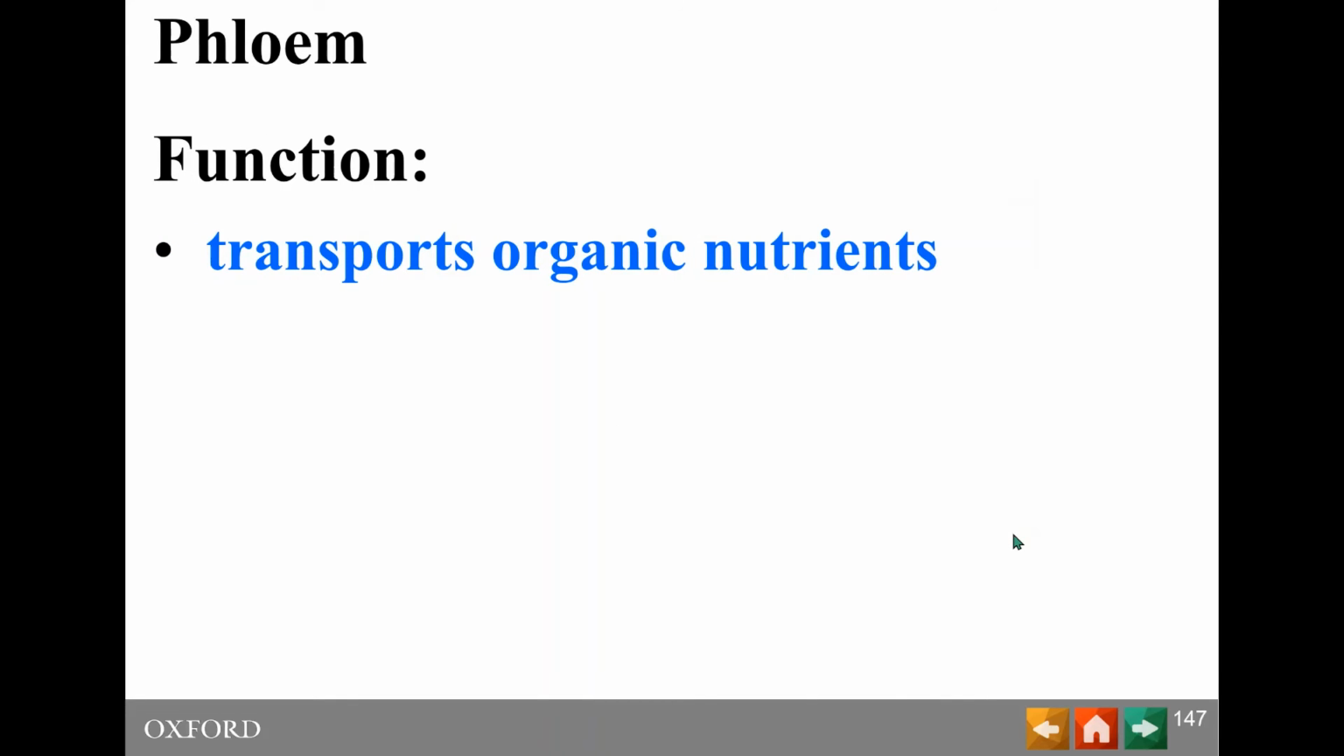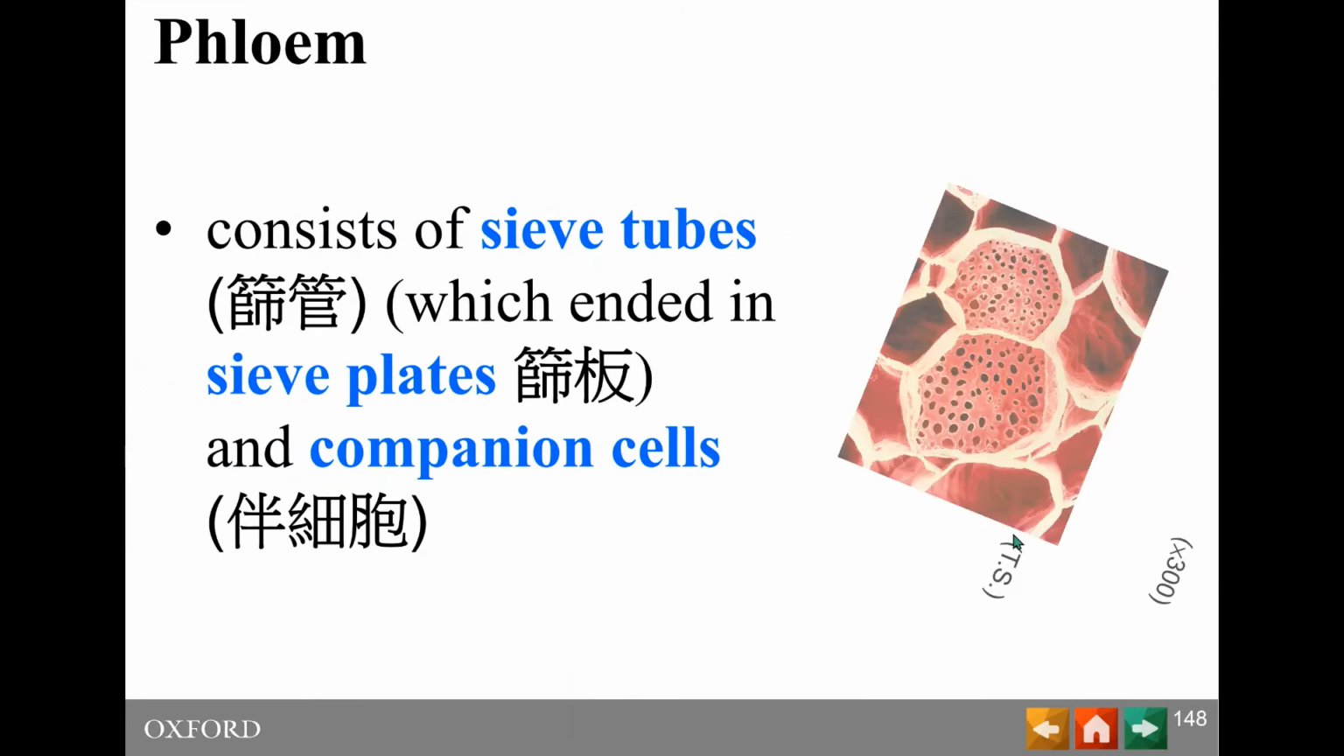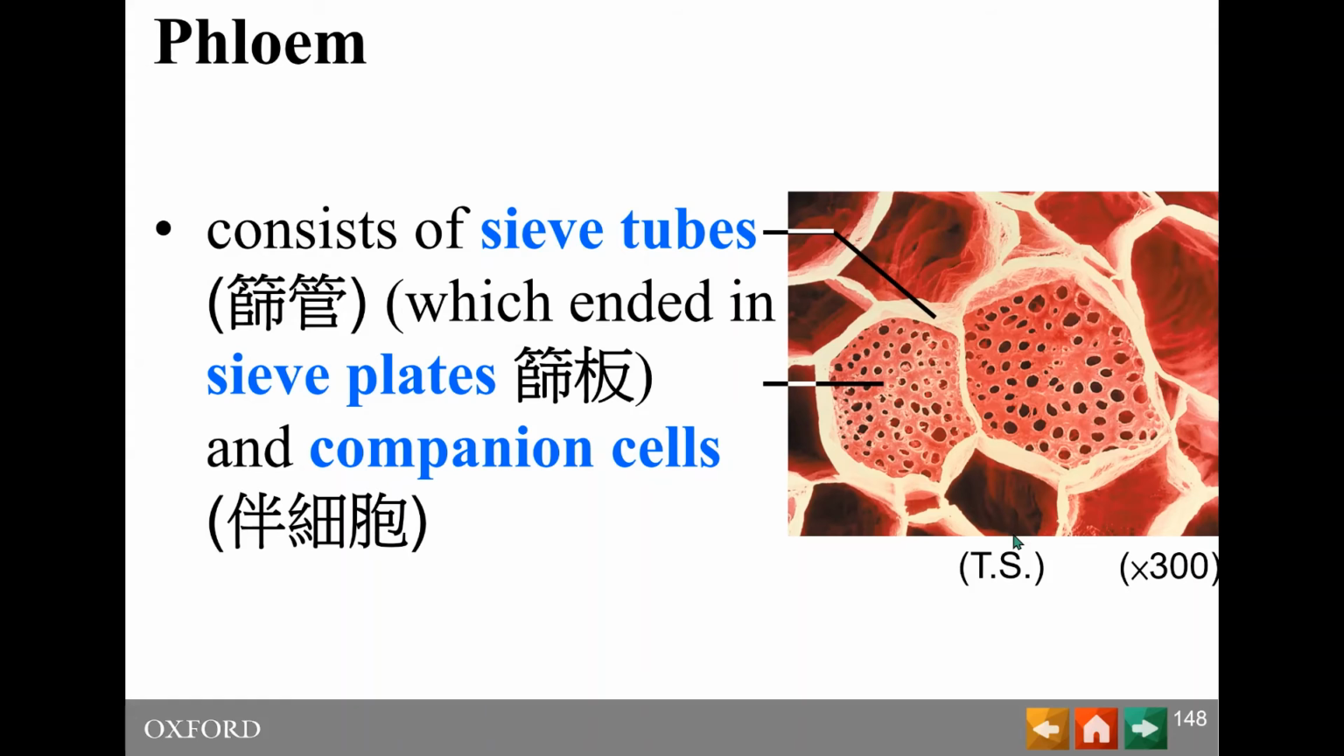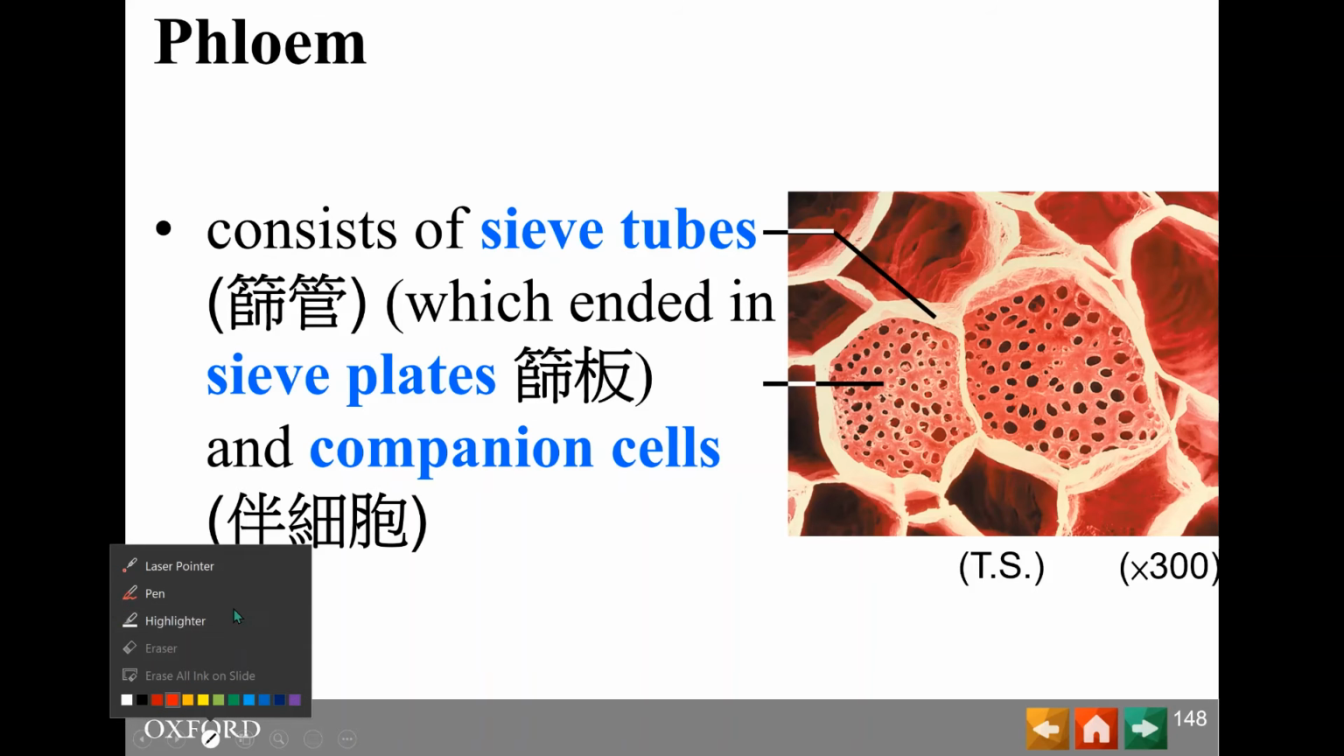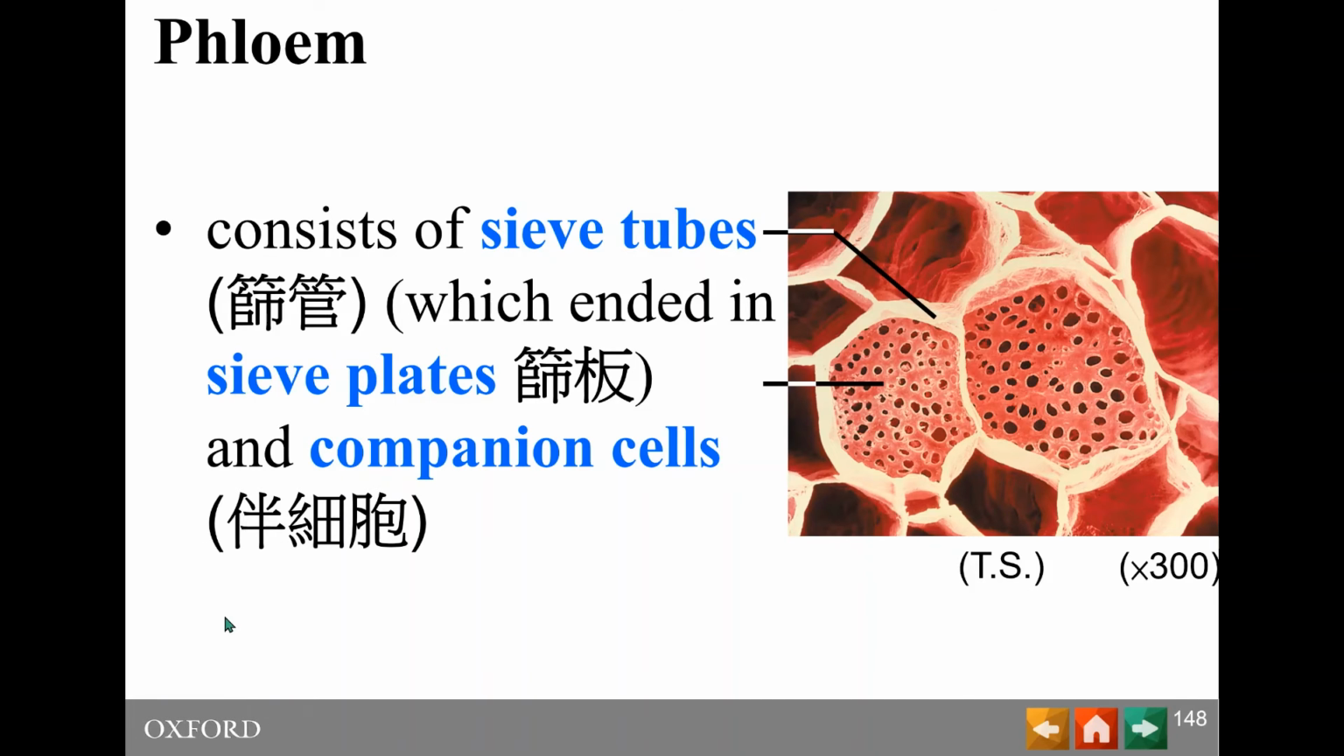Right. The second tissue in vascular tissue is the phloem. Its main function is transporting organic nutrients, or simply saying food. Now the structure of the phloem. Phloem consists of sieve tubes and companion cells, and sieve tubes end in sieve plates. Now, what does this mean?